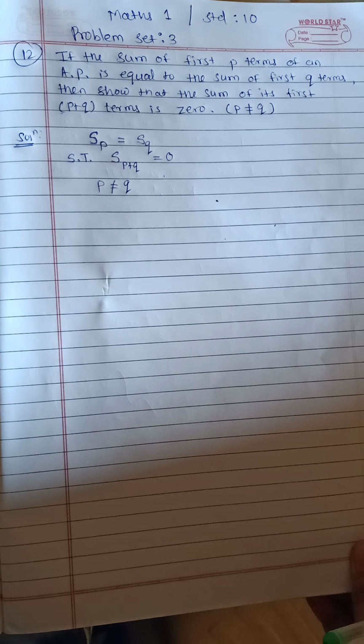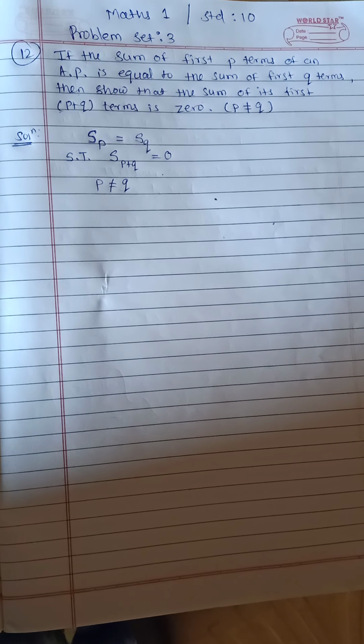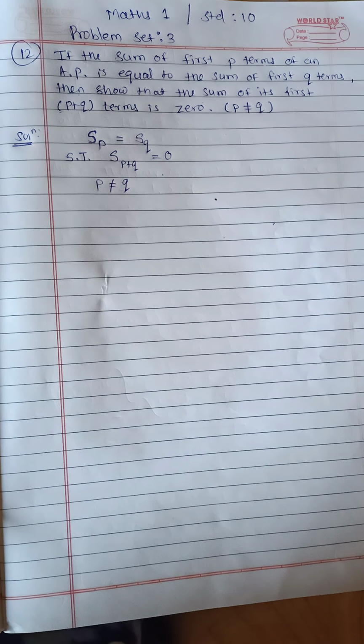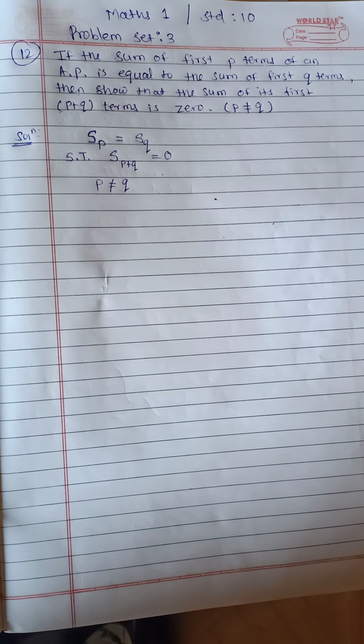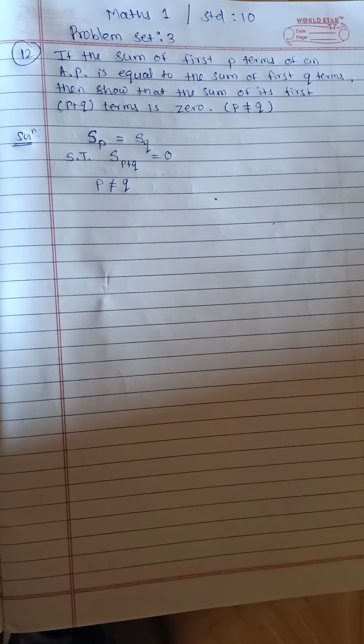Standard 10 Maths 1, Problem Set 3, 12th question. If the sum of the first p terms of an AP is equal to the sum of first q terms, then show that the sum of its p plus q terms is 0.